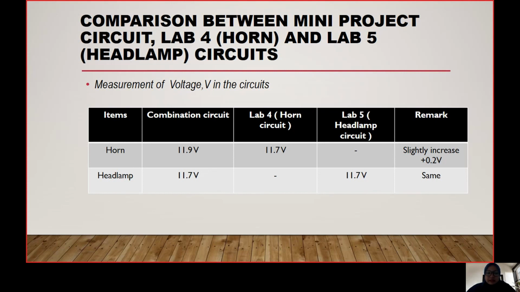As for the second item, which is the headlamp, in the combination circuit where the headlamp is connected with a horn, the value of voltage for both the high lamp and low lamp is equal to 11.7. And for lab 5 only, where there is no horn connected, the value is also equal to 11.7. So we could conclude that for the headlamp, even in the combination circuit or lab 5 with only its component, the value of voltage is the same.